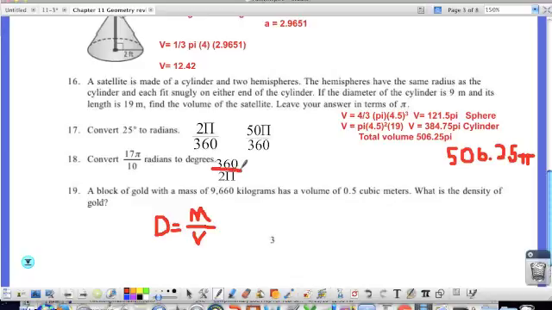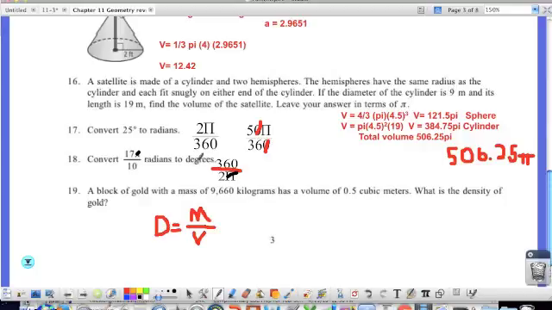So for number 15, 25 times 2 pi is 50 pi over 360. The zeros cancel out, and your answer would be 5 pi over 36. For converting from radians to degrees, you can just multiply that if you want to. Remember here, the pi on top and the pi on bottom cancel out. So 360 times 17 is 6,120 divided by 20. So the answer is 306.